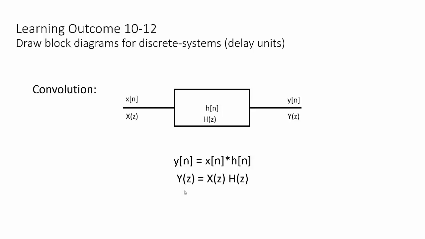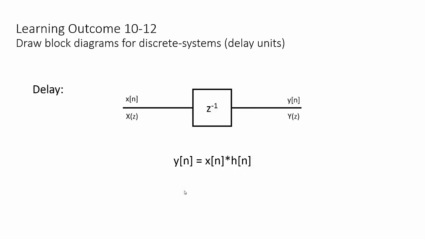Within the convolution block, the part I want to focus on here is not a generic h of n, h of z, but z to the negative 1, which is a time delay block, which is used considerably in discrete systems.